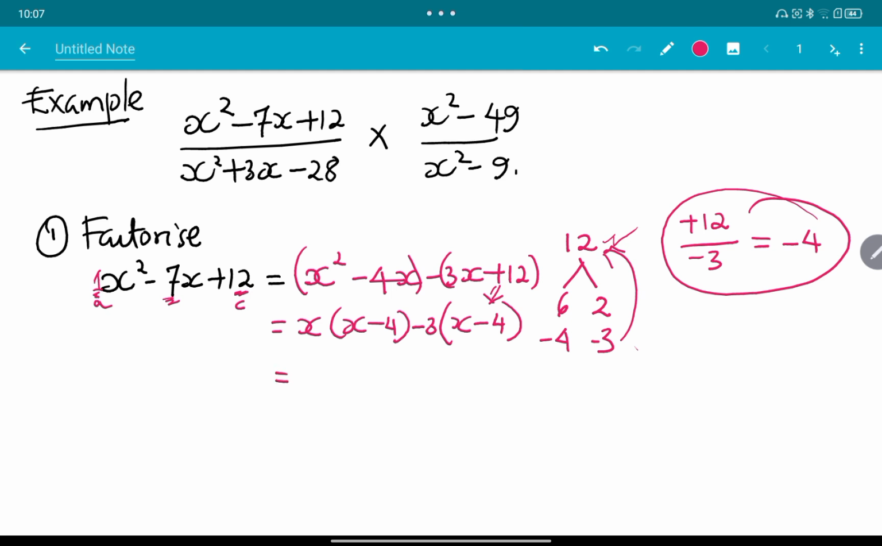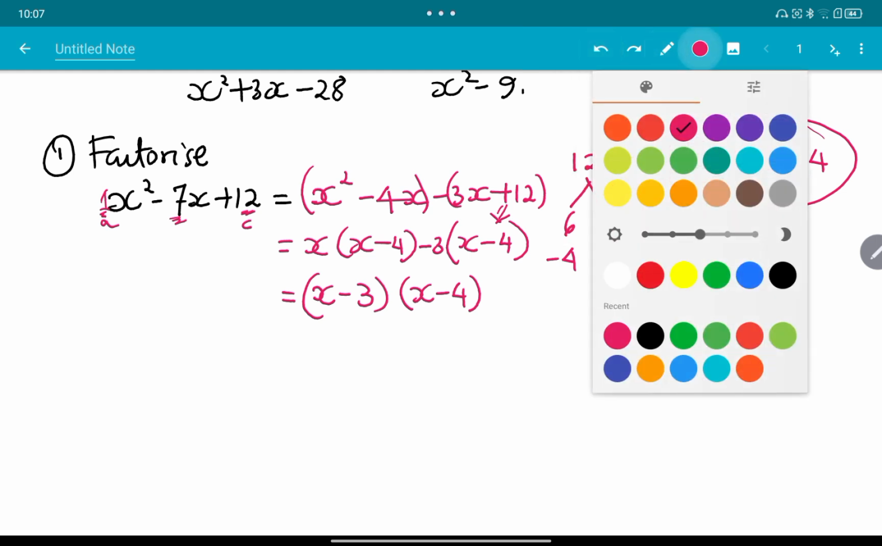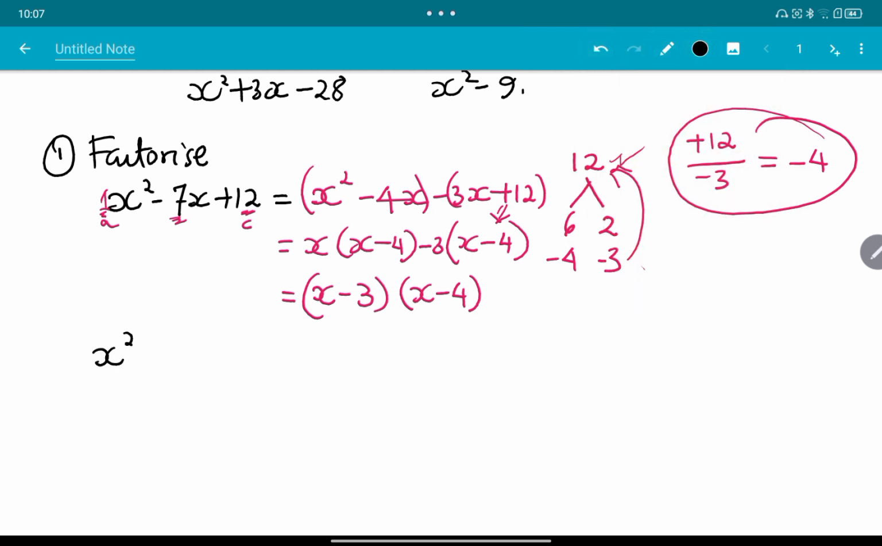Then the factors outside the bracket, we put them in one bracket, that is x minus 3. Then the other two similar factors, I choose one of them because they are the same. Okay, good. So we move to the second quadratic expression, that is x squared plus 3x minus 28. I do the same, I factorize.